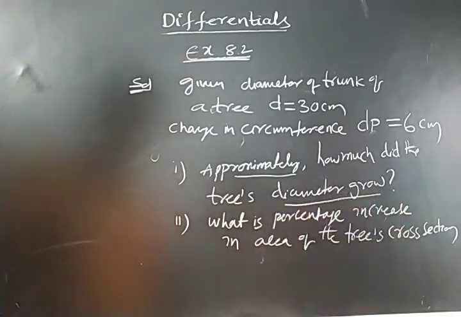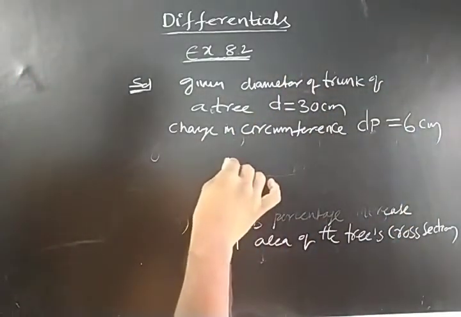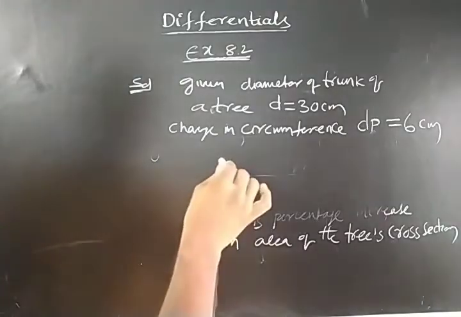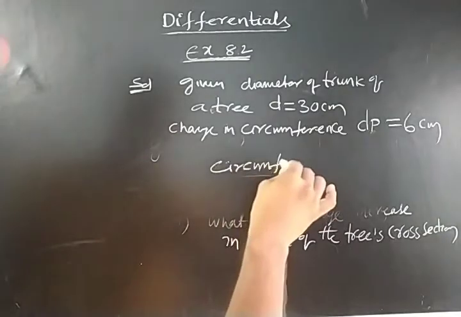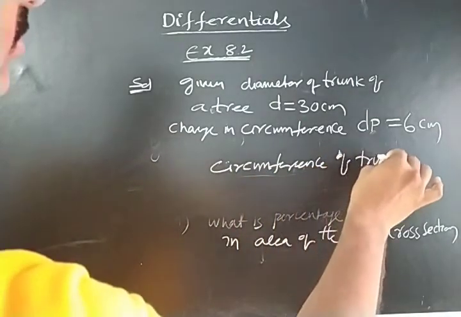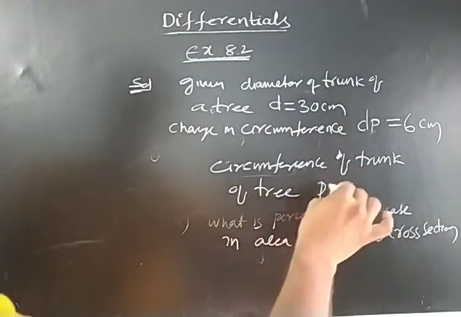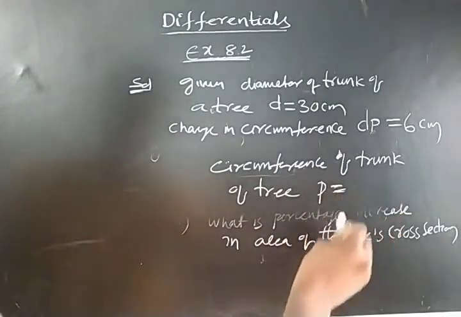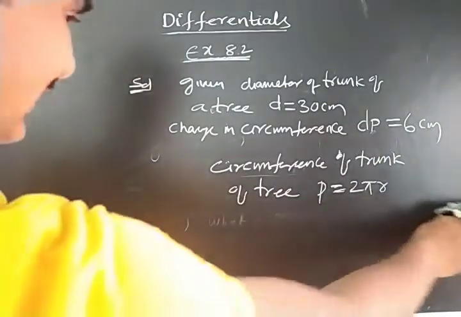Diameter growth means the change in diameter, which we are going to find. For that, what is the circumference of the tree? Circumference of the trunk of a tree, P equal to, what is the circumference of a circle? Formula 2 pi r. So P = 2 pi r, and in the question we have dP, the change in circumference.